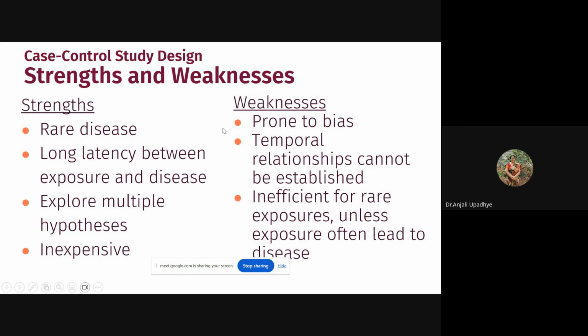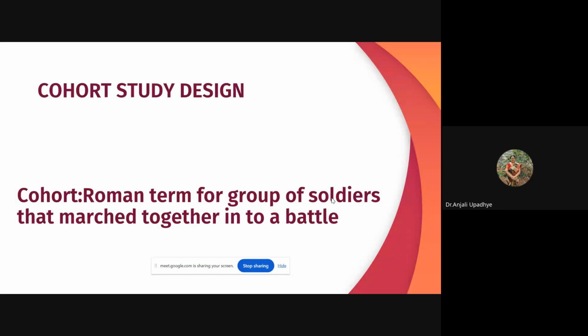So what are the strengths and weaknesses of this particular case control study design? When rare diseases are there, we use the case control because the sample is small, and there is a long latency between the exposure and the disease. We can explore multiple hypotheses, and it is clearly economical. But although it is economical, sometimes it leads to bias, and the exposures are insufficient, and the controls' exposures are less. That is why sometimes the study fails with the case control study.